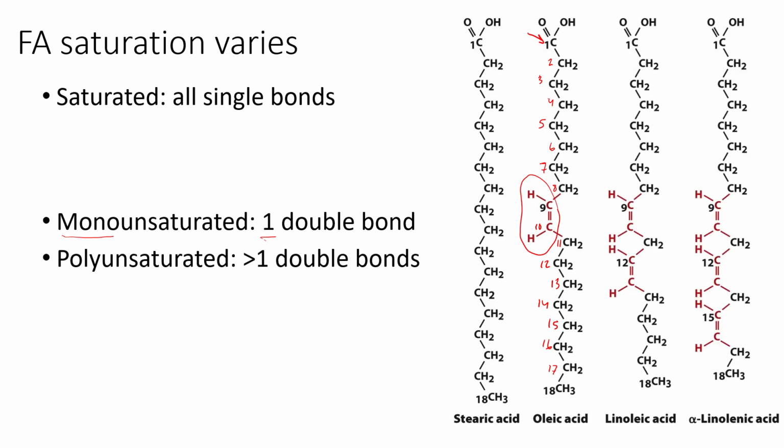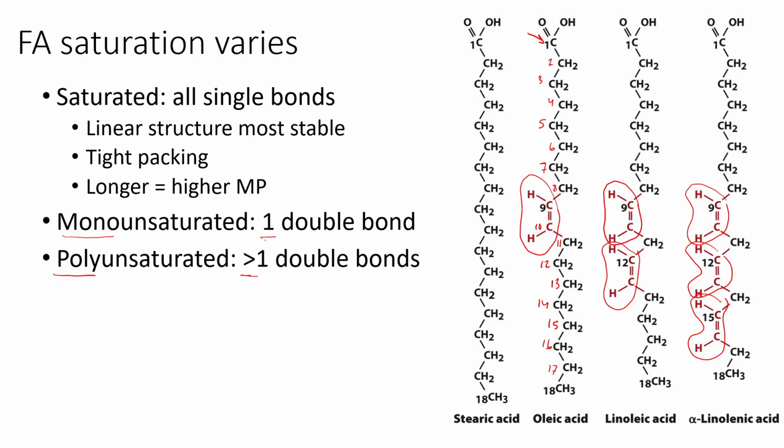There are also fatty acids that have more than one double bond, and these are called polyunsaturated fatty acids. We have 2 examples in this slide. First, we have linoleic acid. This one has 2 double bonds. The first one starts on carbon number 9, and the second one starts on carbon number 12. We also have alpha-linolenic acid, which has 3 double bonds, starting at carbon 9, carbon 12, and carbon 15. Both linoleic and alpha-linolenic acid are called polyunsaturated.